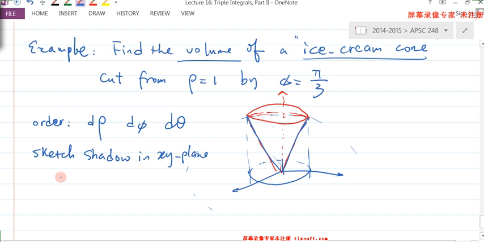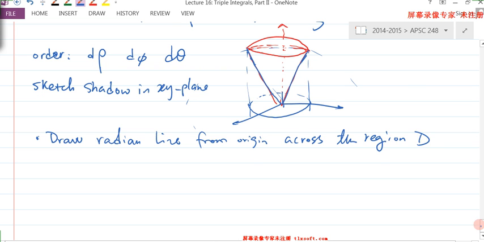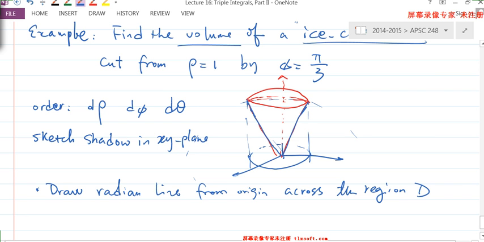The next step is to find the limits of these three variables. Step one, you draw a reading line from the origin across the region D. In this case, the region D is basically the cone right here. So let's draw that. Starting from the origin, draw a reading line across this region D, the green one. The first contact gives us the rho min. The second contact gives us the rho max.